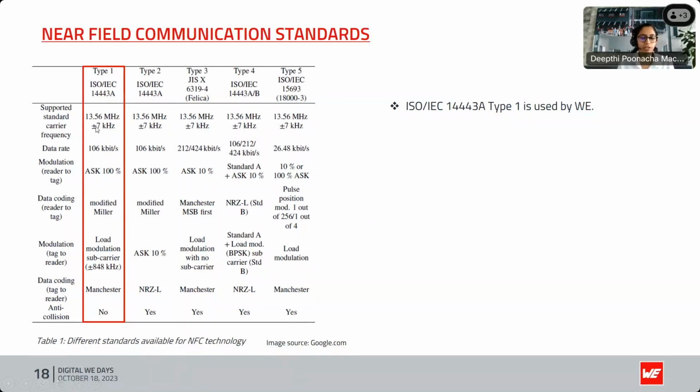It has a standard frequency of 13.56 megahertz, a data rate of 106 kilobits per second, amplitude shift keying modulation from the reader to the tag, and load modulation from the tag to the reader.